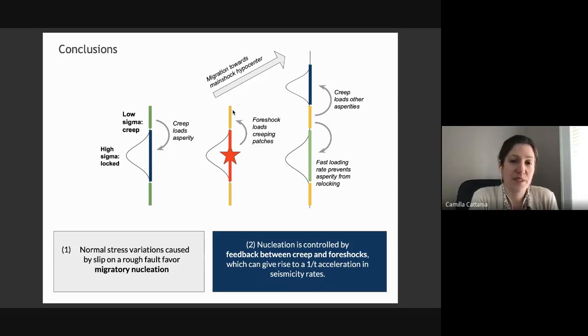And the nucleation process is really controlled by feedback between creep and foreshocks. So, as I said at the beginning, it gives credit to both the pre-slip and the cascade hypothesis, in that both processes are taking place. And we find that the feedback can produce a 1 over t acceleration in seismicity rates, which is consistent with what has been seen in stacked catalogs.